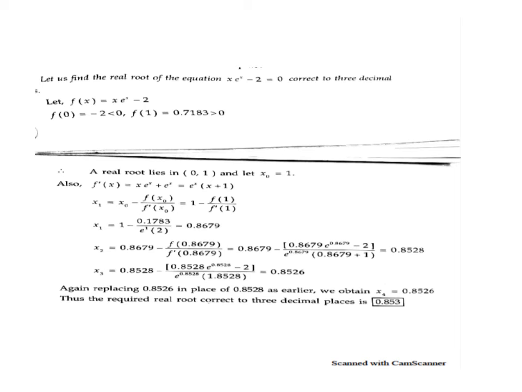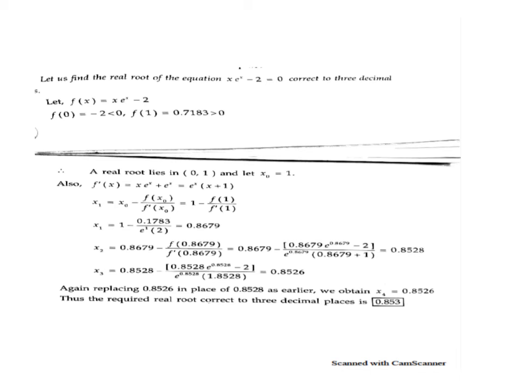Now we have to consider x0. So which value is to be considered for x0, either 1 or 0? See, f(0) is −2 and f(1) is 0.7183. So is f(0) closer to 0 or f(1) closer to 0? It is obviously 1. So 0.7183 is closer to 0 than −2. Therefore, we consider x0 = 1.